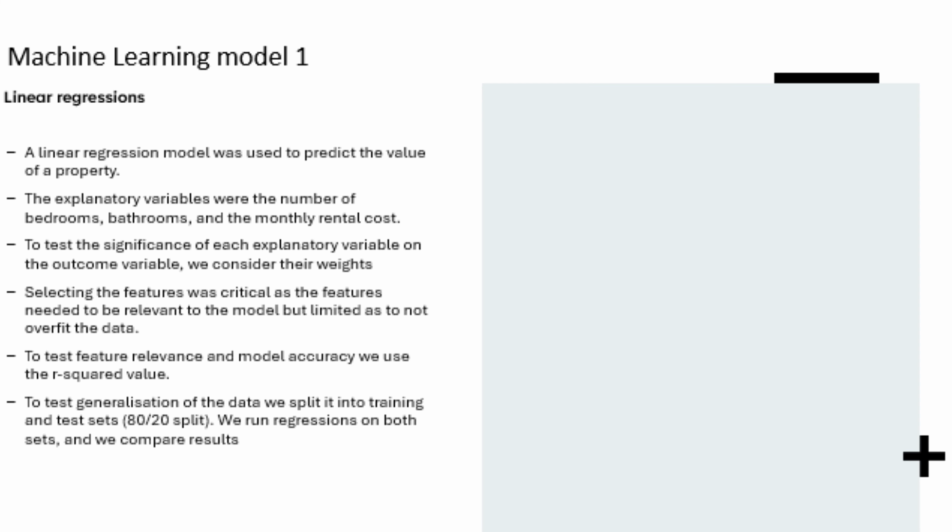Feature selection is a critical step in this process, as it considers the variance-bias trade-off. The number of features selected in the regression was limited to reduce the risk of overfitting the model. The features that were selected are also highly correlated with the outcome variable to improve the accuracy of the model. The model is evaluated using metrics like the mean squared error and the R-squared value to test the accuracy and feature relevance. The data is also split into training sets and test sets with an 80-20 split to evaluate the generalization of the data.